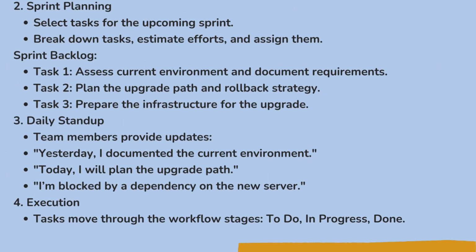perform the upgrade in the production environment, test the upgraded production environment, document the upgrade process and any issues encountered. So in sprint planning, we select the tasks for the upcoming sprint, break down the tasks, estimate the efforts and assign them to the people available. Sprint backlog. Task 1. Assess the current environment and document requirements. Plan the upgrade path and rollback strategy. Prepare the infrastructure for the upgrade. These would be under backlog.